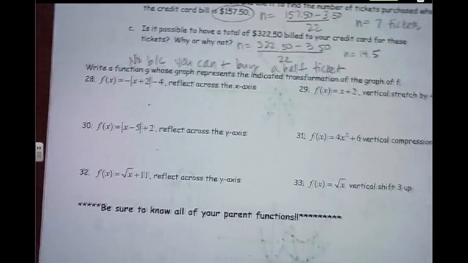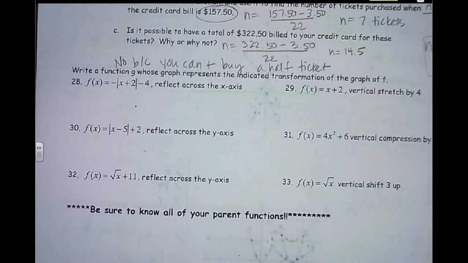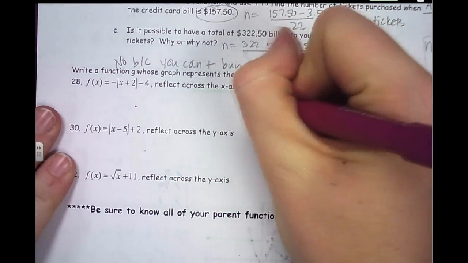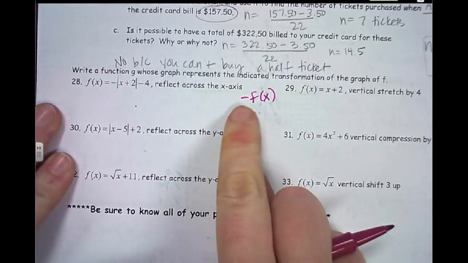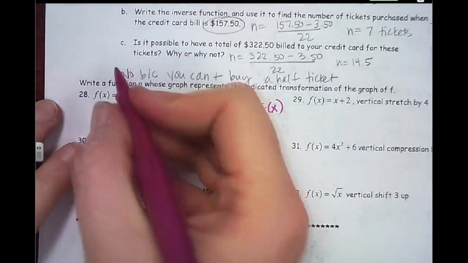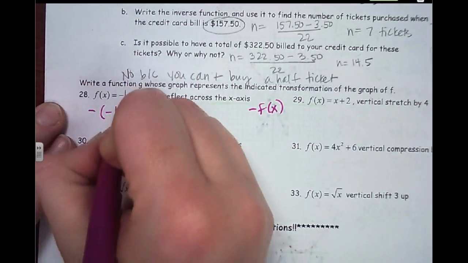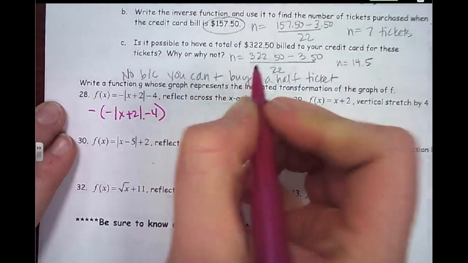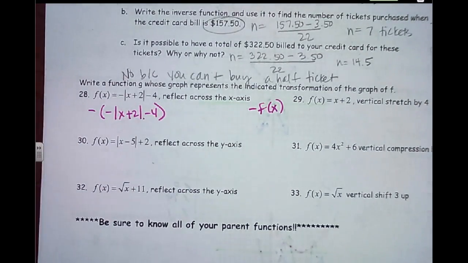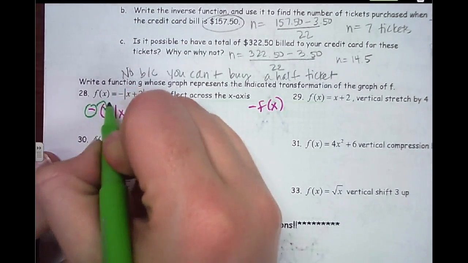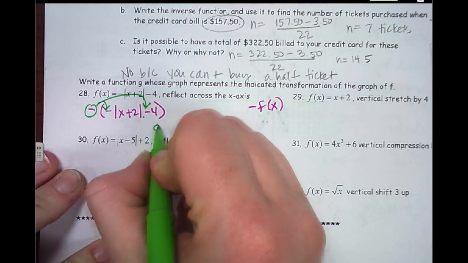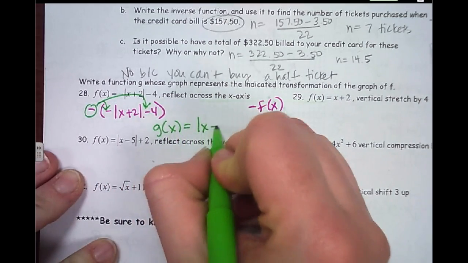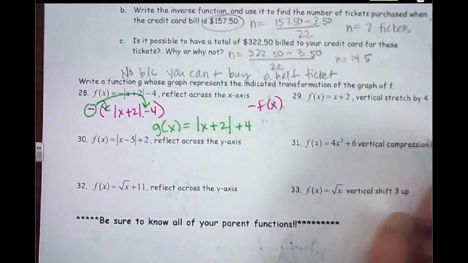Okay, last section, number 28. We're going to take that function and reflect across the x-axis. So across the x-axis is negative f of x, which means I'm going to multiply the negative to the whole function. Okay, so I'm going to put a negative up front of just the whole thing. And it distributes. So this distributes. It goes here and it goes here. So g of x equals negative absolute value x plus 2 plus 4.